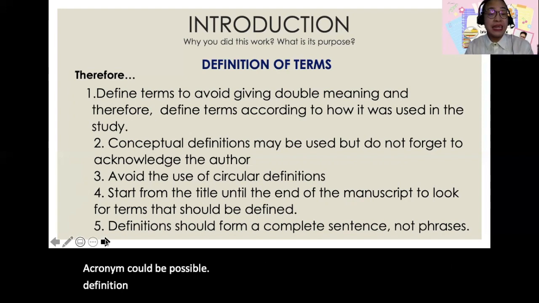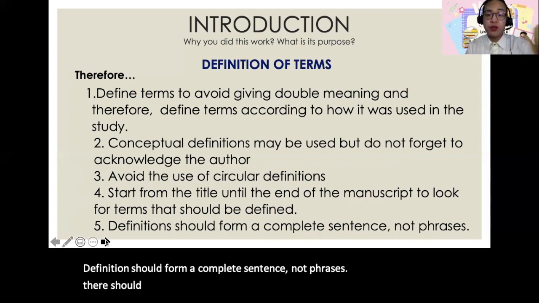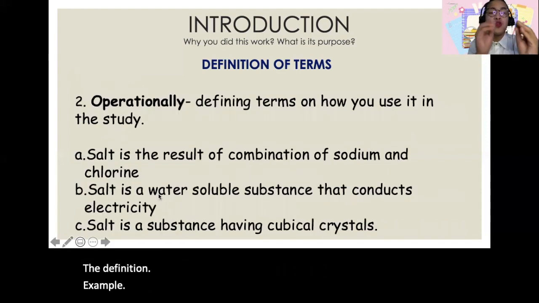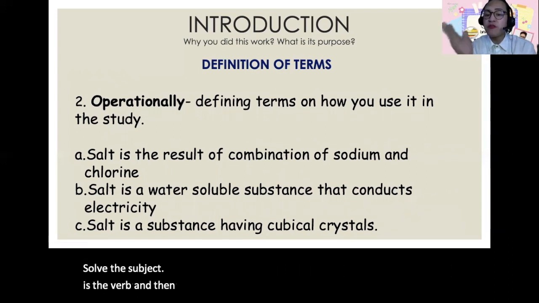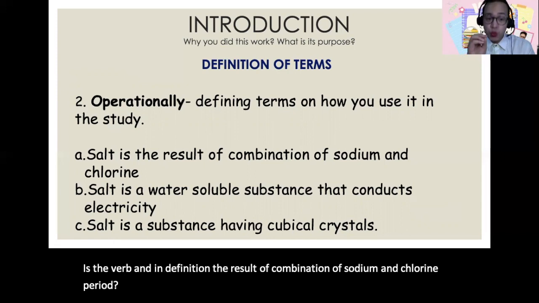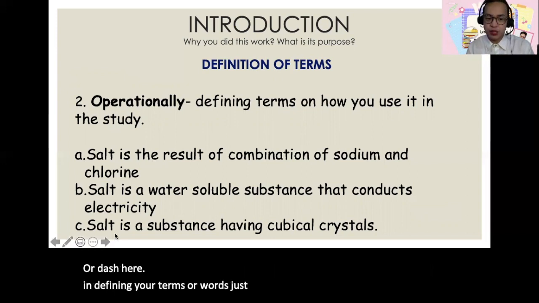Definitions should form a complete sentence, not phrases. There should be the subject, the verb, and the definition. Example, salt, the subject, is, the verb, and then the definition, the result of combination of sodium and chlorine, period. Please do not use a hyphen or dash here in defining your terms or words. Just make it a sentence, not a phrase.